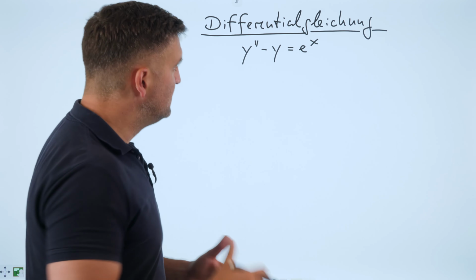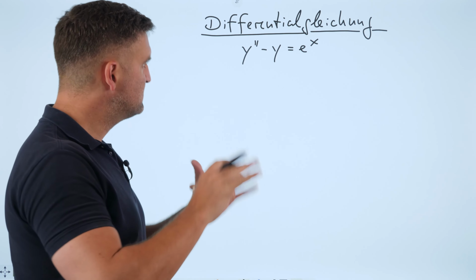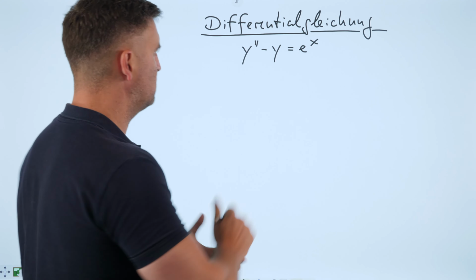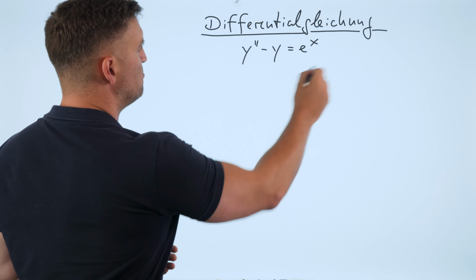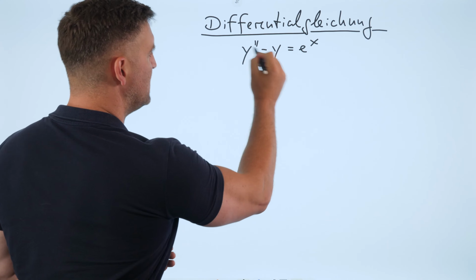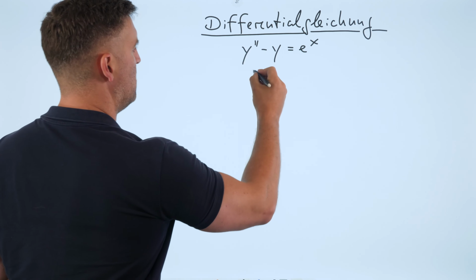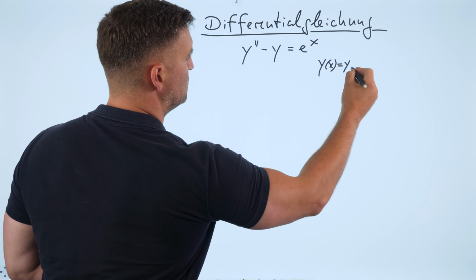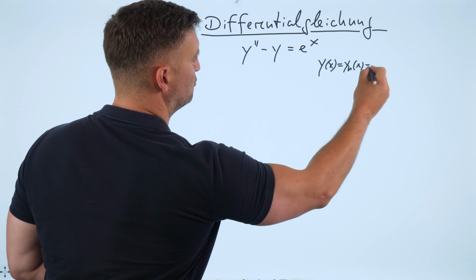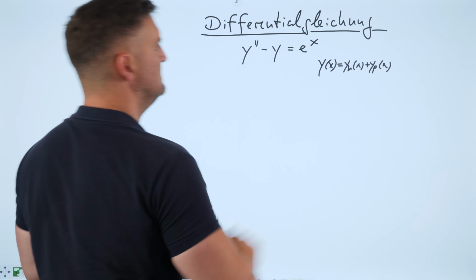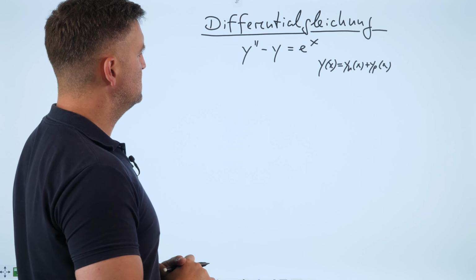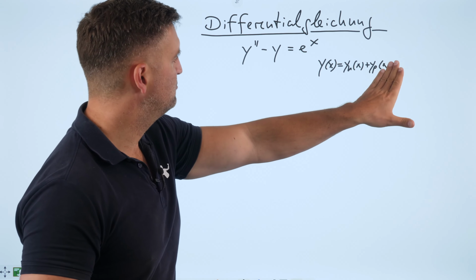Another differential equation example will be added to the playlist. I assume you know the vocabulary, and then you'll see how easily you get through it. You recognize an inhomogeneous second-order differential equation. For the solution, we need yh of x plus yp of x. First, the general solution for the homogeneous equation, and then specifically for the inhomogeneous one.